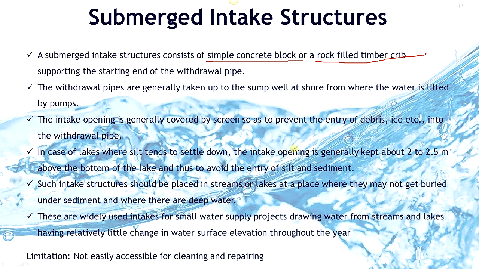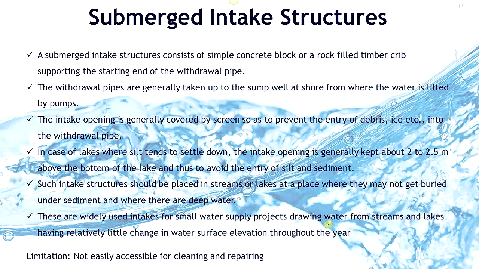is generally covered by a screen to prevent the entry of debris or any large matter. This intake or inlet pipe is generally kept 2 to 2.5 meters above the bed of the lake to avoid the entry of silt or sediment, so that it may not get buried under the sediment. These are simple in construction and working, but the major disadvantage is that they are not easily accessible for cleaning and repairing because the major portion of the intake structure is under the water. That's why these cannot be used for large projects.